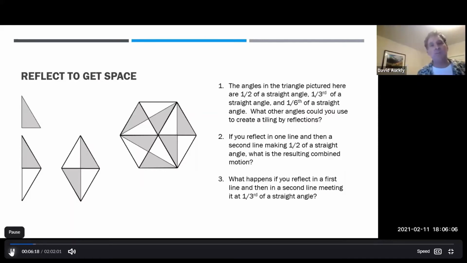Another question that I'll have you think about in our first intermission after the warm-up is that if you reflect in one line and then in a second line, and those lines make an angle of 1/2 a straight angle, what's the resulting combined motion? So what happens if you do 2 reflections? What happens if the lines meet in a different angle, like in a 1/3 of a straight angle? What's the combined motion of doing a 1/3 rotation?